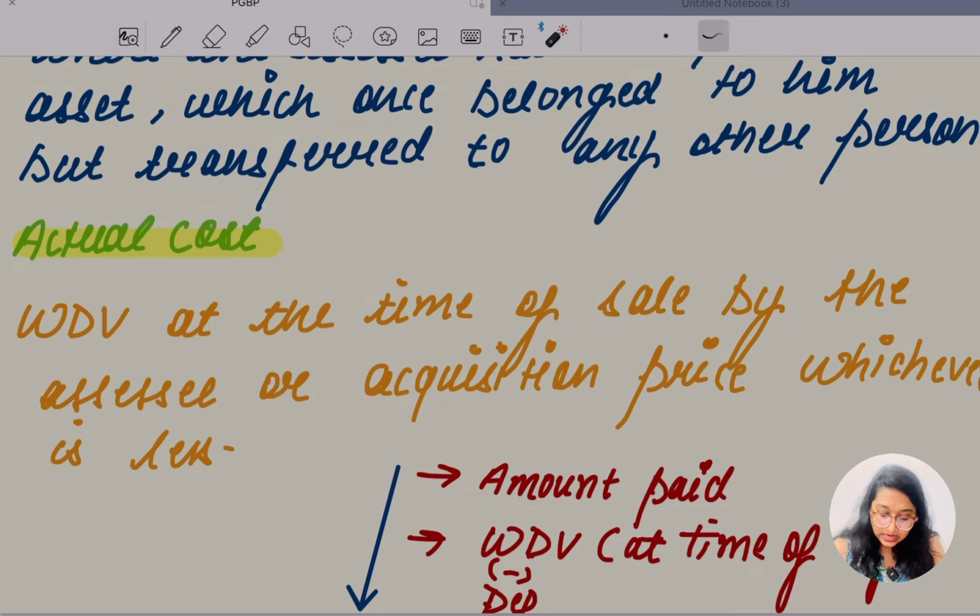So can I say the amount paid or the WDV which is to be reduced by depreciation at time of transfer, whichever is less. First, the amount transferred or the WDV reduced by depreciation amount, whichever is less, baba, whichever is less, the actual cost is going to be taken.